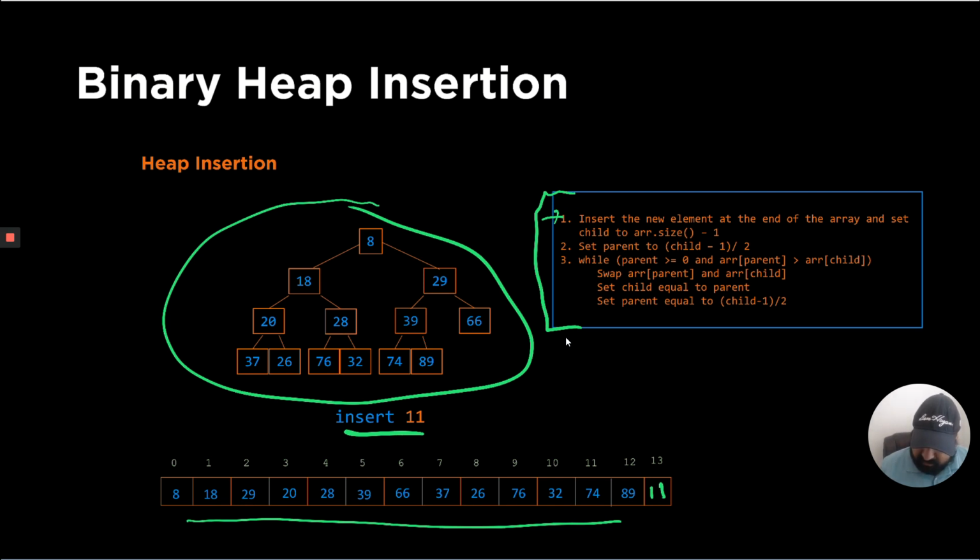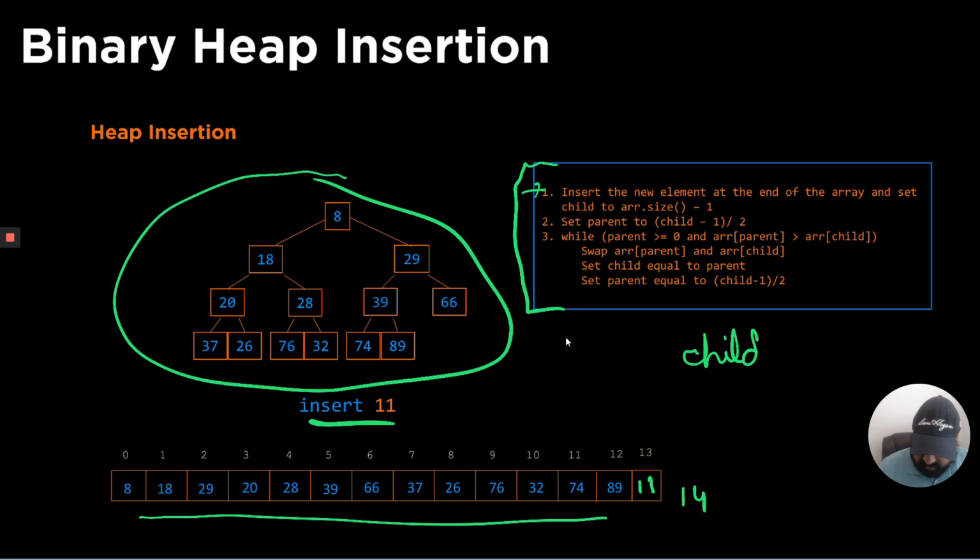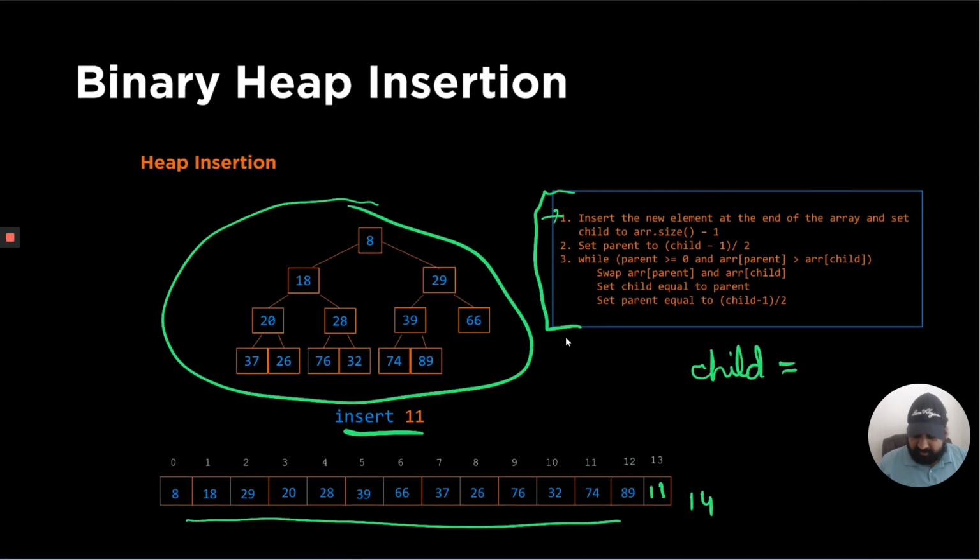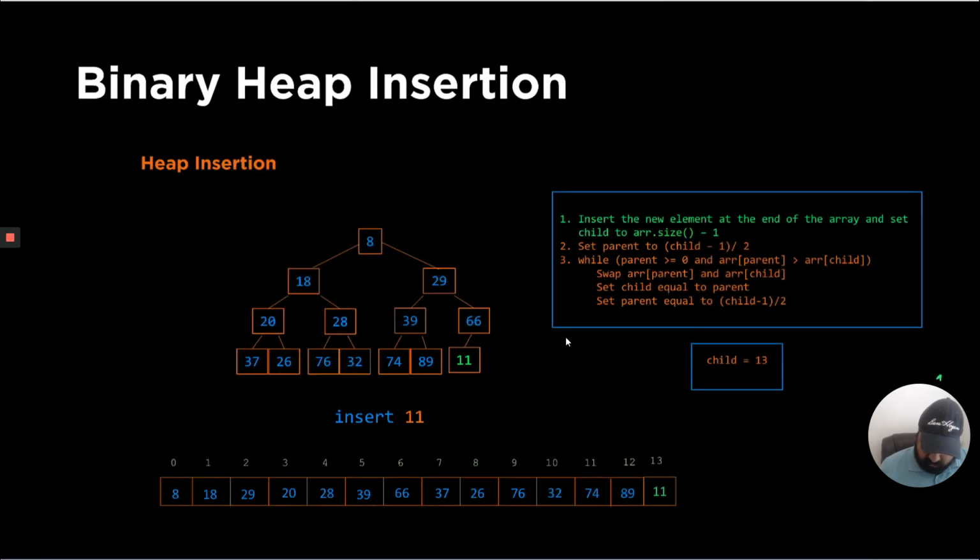Next, we are going to set the child to arr.size minus 1. In this case, the array size was 14. I've taken just some random size. Next, we are going to have a new variable that will store this child pointer that's going to point to size minus 1, which is 13, or it's going to point exactly to our child. So this is how the current state looks like. We have added 11 to this heap.